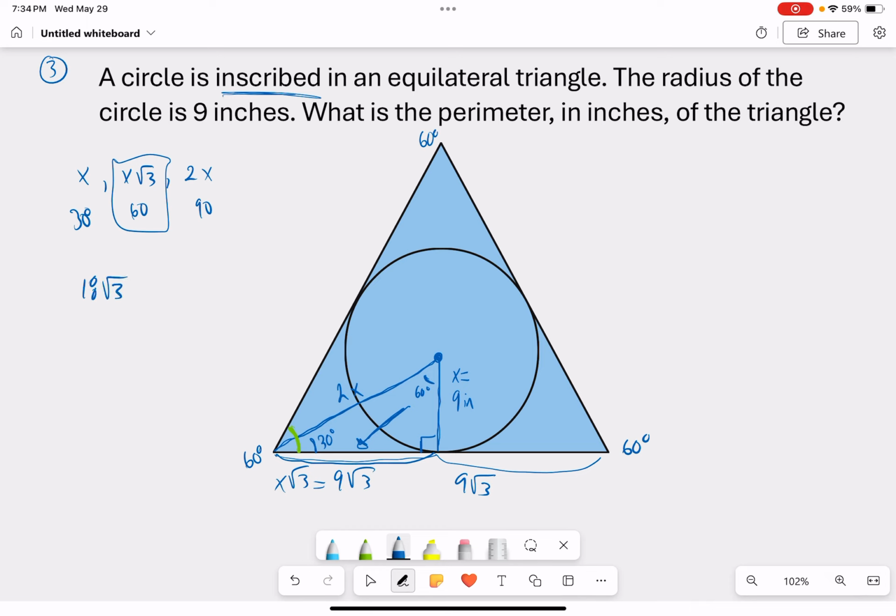Now, because this is an equilateral triangle, every side is the same. So either you can just add 18 root 3 three times, or you can multiply by 3. When you multiply 3 by 18, you're going to get 54 root 3. And that is the perimeter of this triangle.